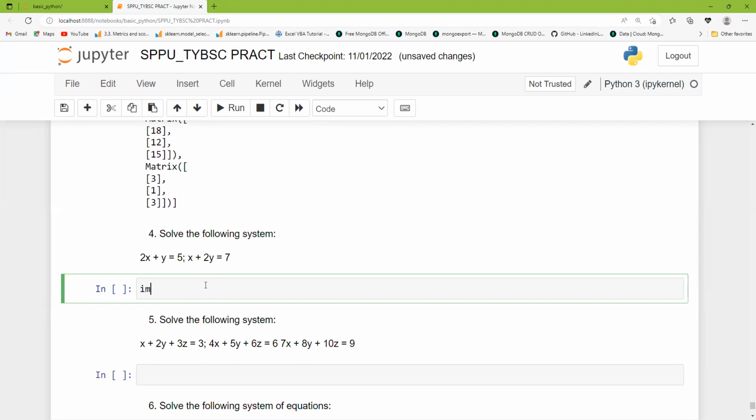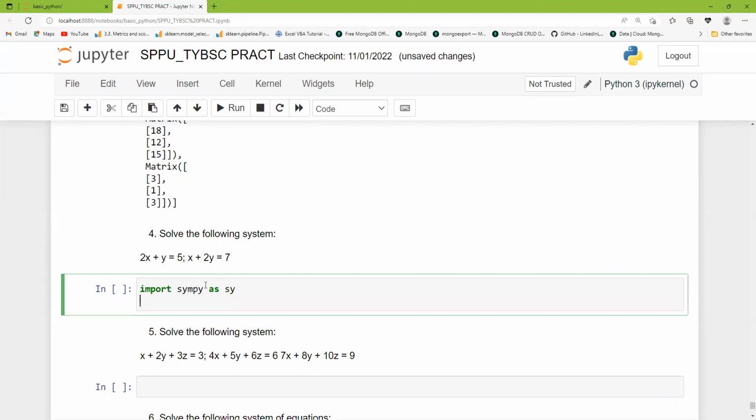Okay, as SP or S5. Then we have to give the symbols, guys. Already in the matrix form I have given, so here are 3 examples. I will give this example in expression format, the second one in the matrix format, so you can use any one.